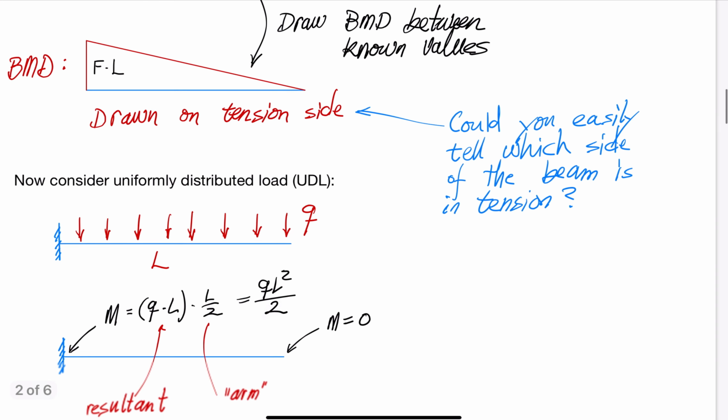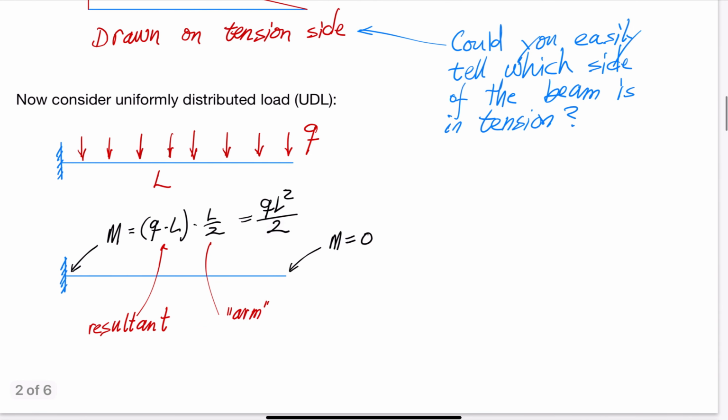Next, we consider the case of uniformly distributed loading, Q, on the beam. Notice that we again start by calculating the bending moment value at selected locations. In this case, the selection is obvious. We calculate the bending moment on the left-hand side as resultant force multiplied by arm. The resultant force is Q times L. The distance from the left-hand side to that resultant is L over 2. The resulting moment is then QL squared over 2 with tension at the top.